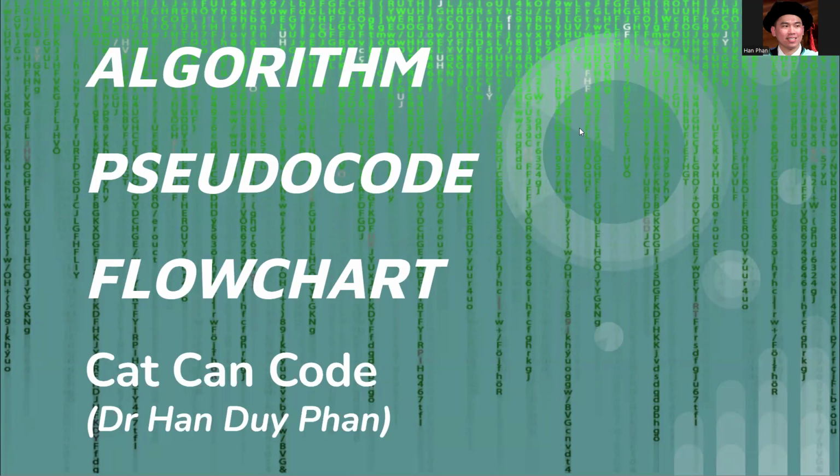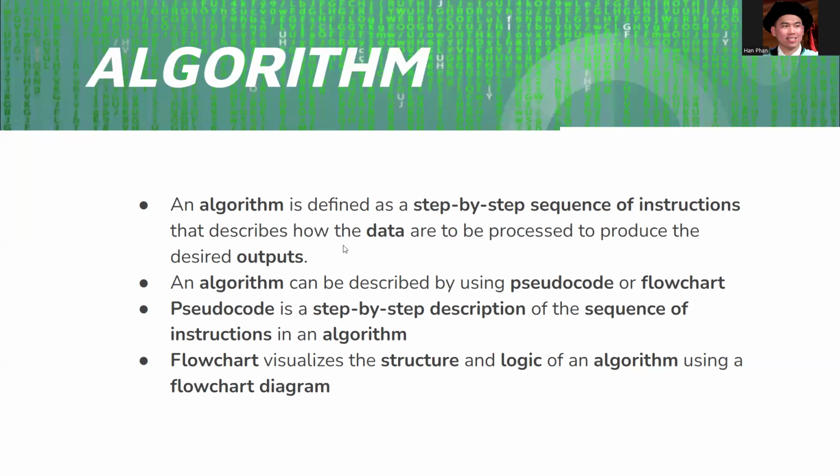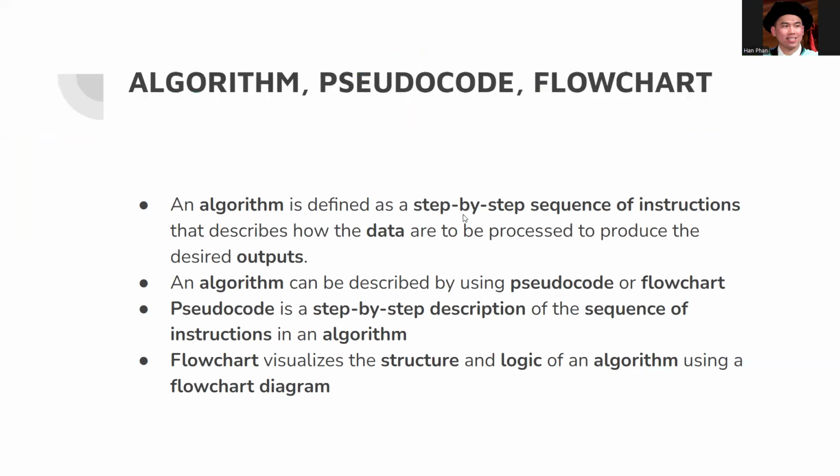In this video, I'm going to describe what an algorithm, pseudocode, and flowchart are. An algorithm is defined as a step-by-step sequence of instructions that describes how the data are to be processed to produce the desired outputs. An algorithm can be described by using pseudocode or flowchart.